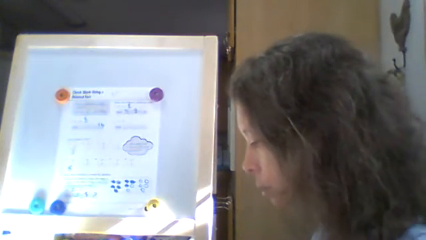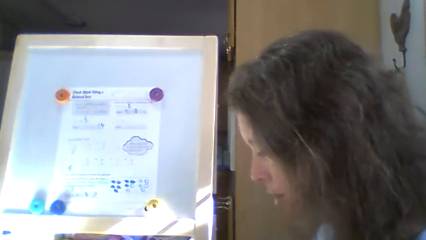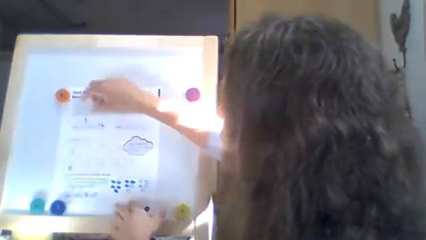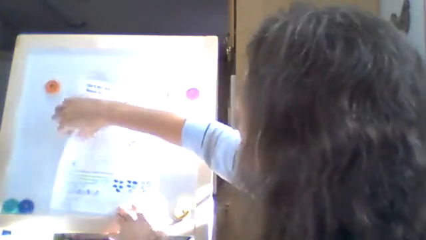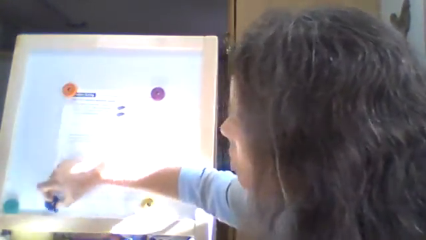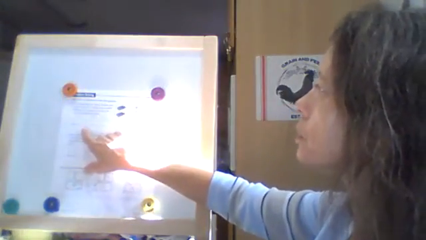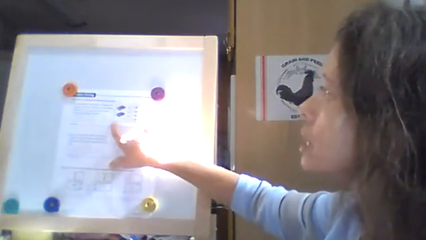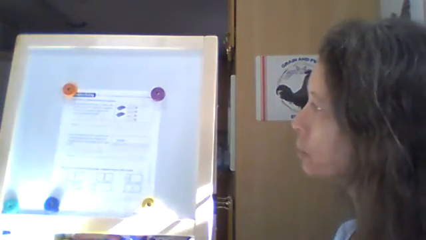Okay. Now we'll turn that over. And look at the back of this page. How do you do the back of this page on your own? Okay, the back of this page has you doing some more of those problems. So you're going to read your problem and then make a number sentence and then use your pictures to help you out.